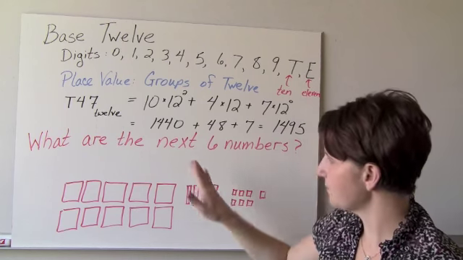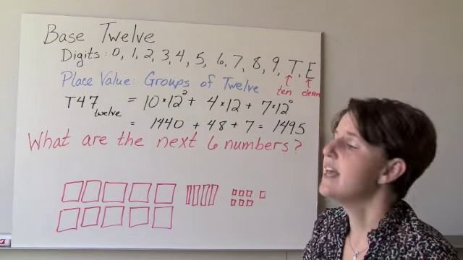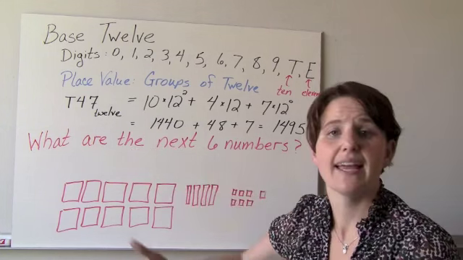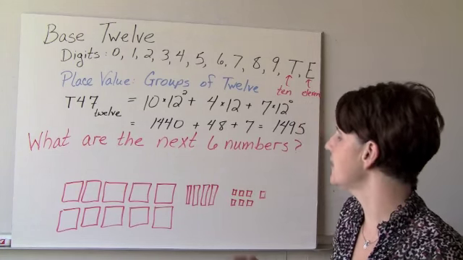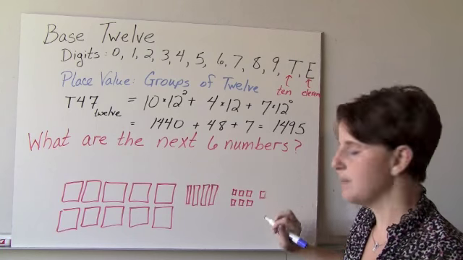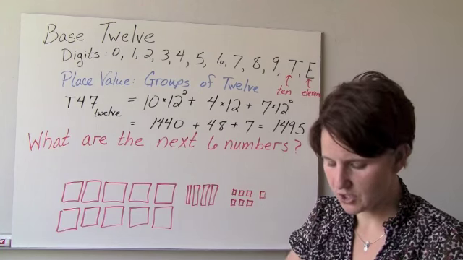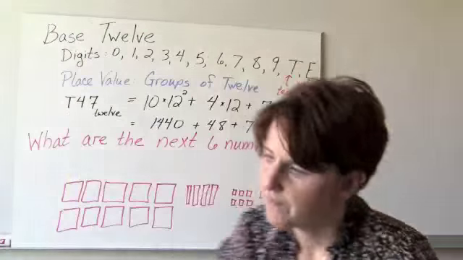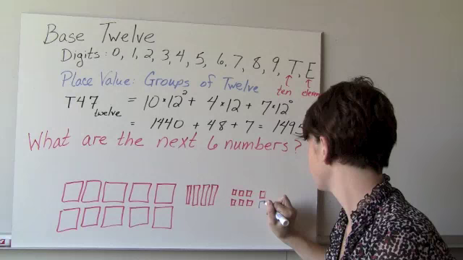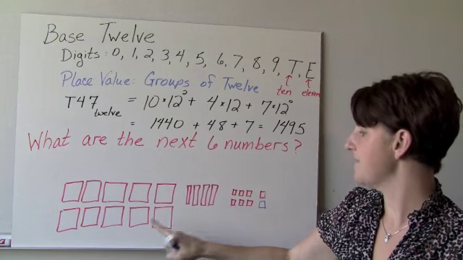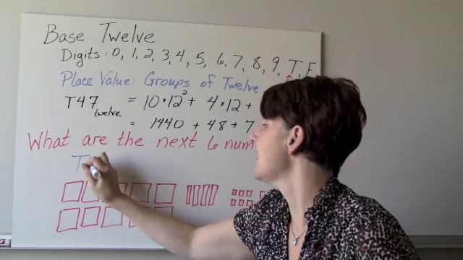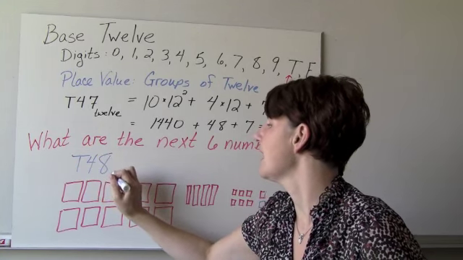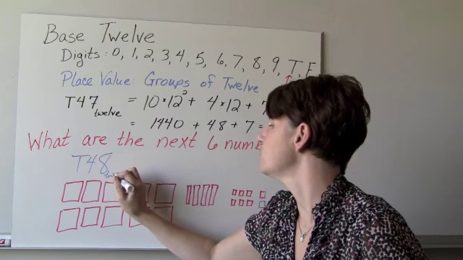So one activity is to look at the next numbers, like how do you count? When we think about counting, we're just going to be adding units. And so I'm going to add them in blue. And this number has 10 flats, 4 longs, and 8 units. And I would write that as 10, 4, 8, base 12.